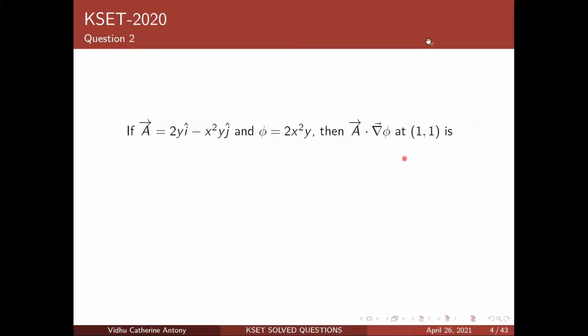Now this is pretty simple. This just involves knowing one definition, the gradient of a scalar function. Always remember that the gradient of a scalar function is going to give you a vector. So basically you're taking this as a vector and taking a dot product of two vectors. Let's look at the options. These are the several options that you have. A dot product of two vectors is going to become a scalar. So let's look at this.